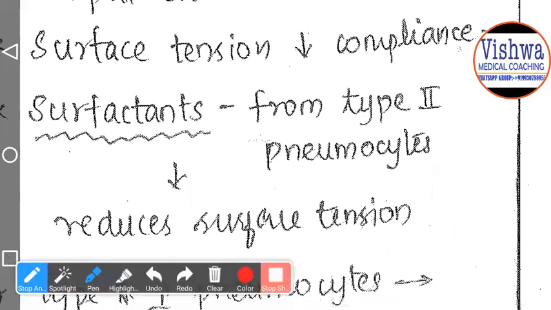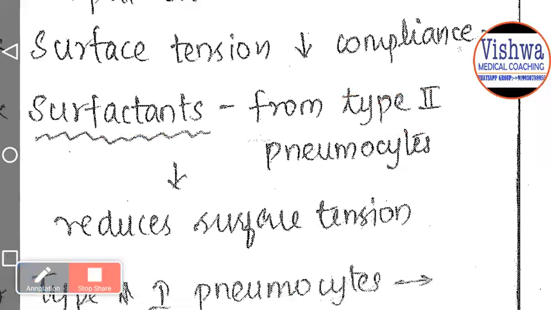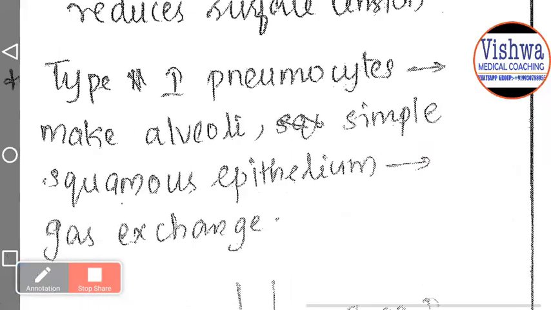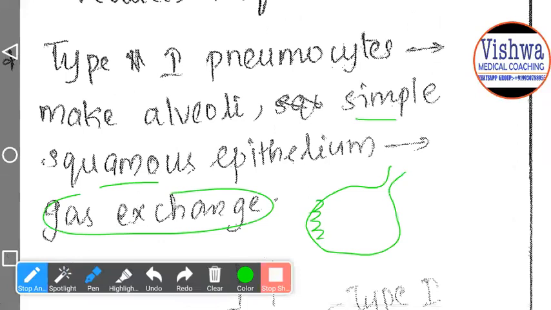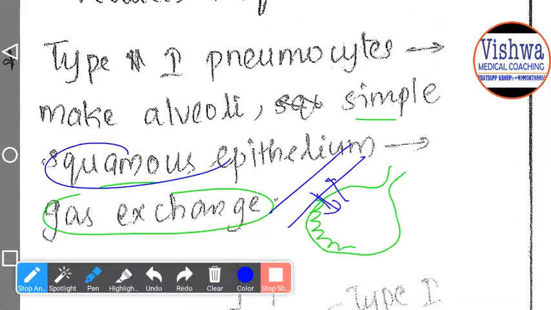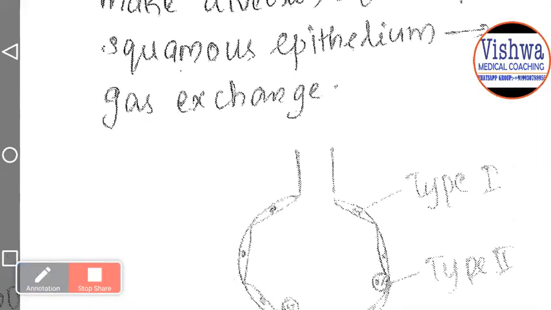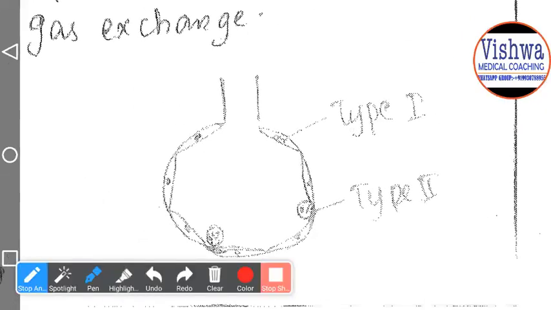Of course, we have also learned in our presentation that surfactant is from type 2 pneumocytes, which reduces the surface tension. The alveolar wall is made up of simple squamous epithelium, so that it will be able to exchange the gases very effectively. It is a single layer of epithelium, and we have some cells called type 2 cells.